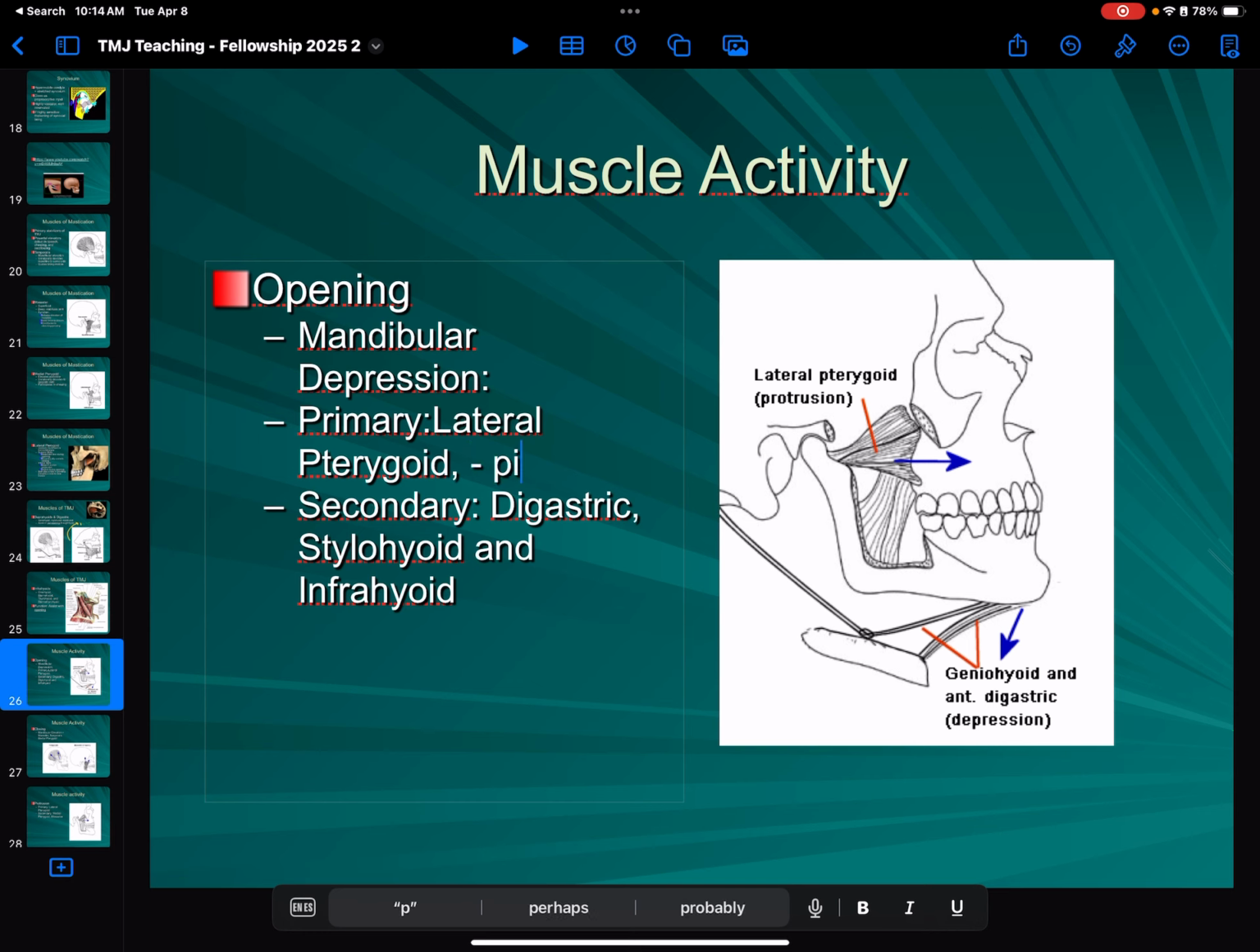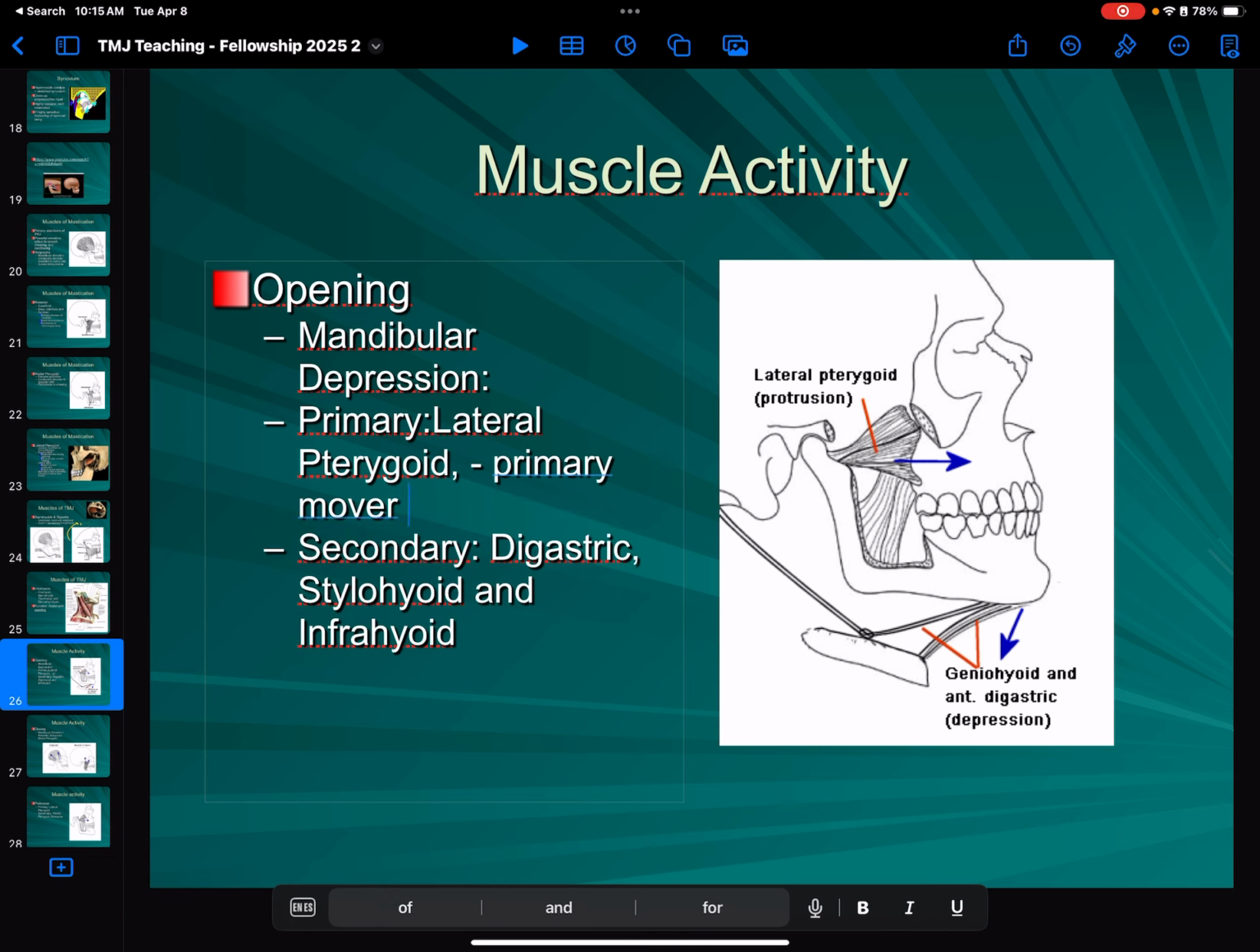And then now we have another movement. There's translation and there's rotation happening, so you're getting the lateral pterygoid helping. I went back and forth on whether I should change this, because it was a more recent article that I read that talked about the lateral pterygoid being the primary mover. And again, I think they're looking at that initial movement. So it's really a combination of both.